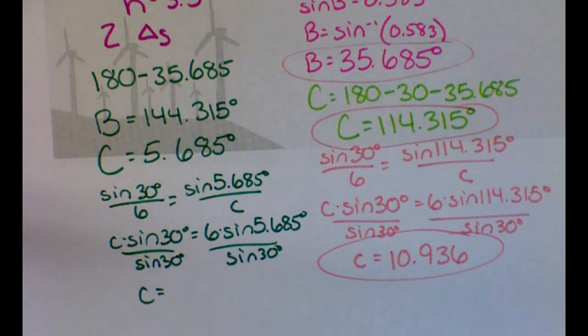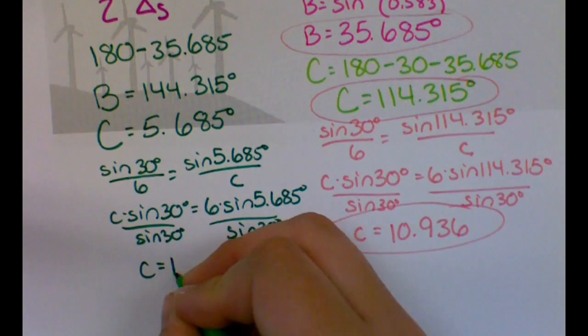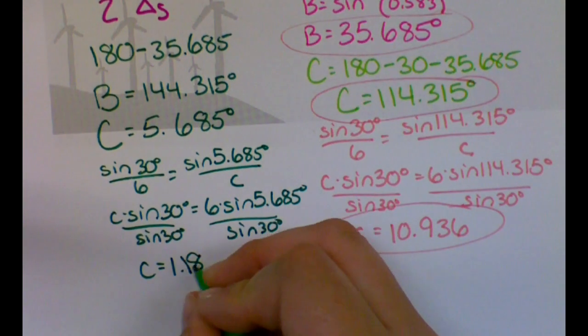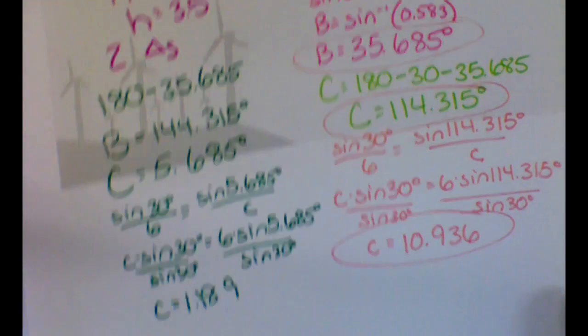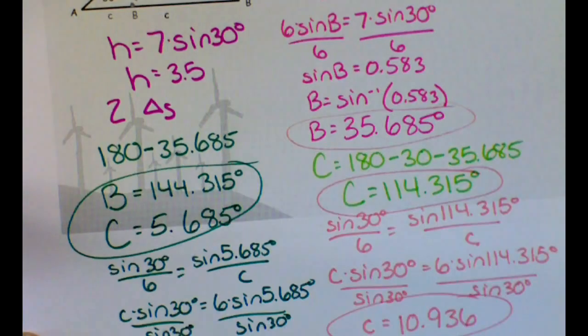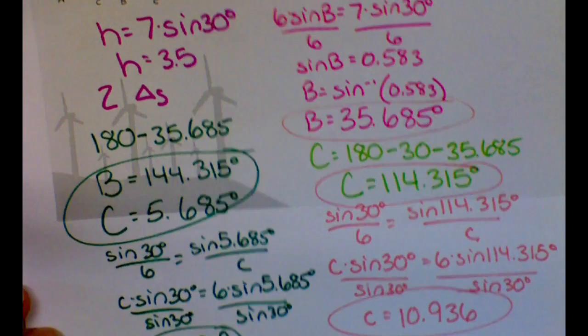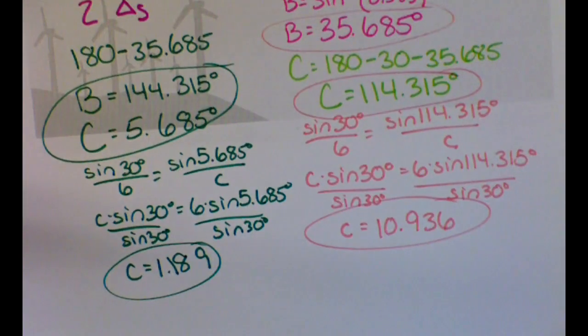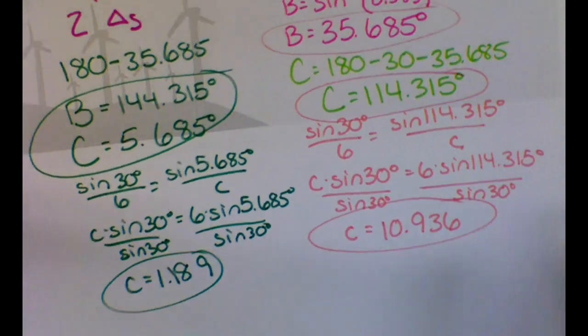So side C is 189. So very different triangle over here, but they could both be the real triangle.